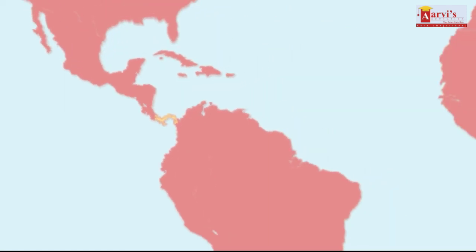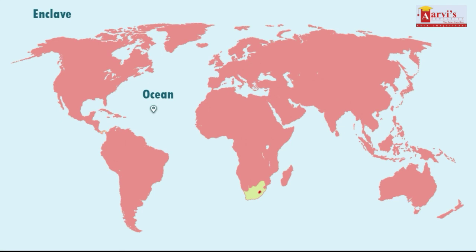Enclave. An enclave is a territory or a part of one that is entirely surrounded by the territory of one other state. The Kingdom of Lesotho is enclaved within South Africa.